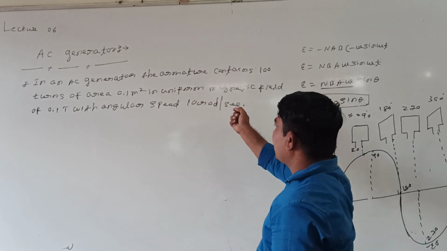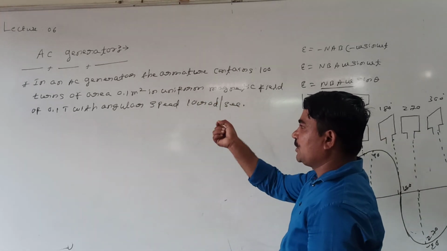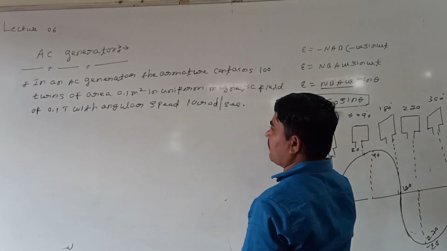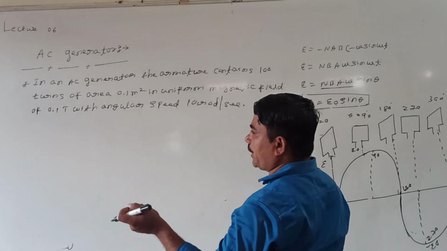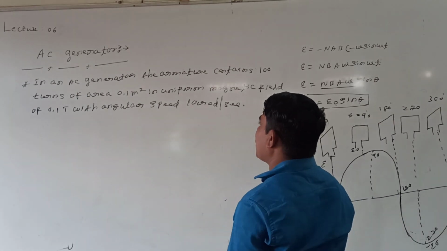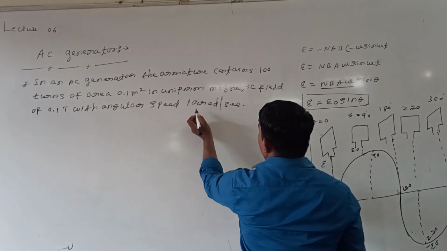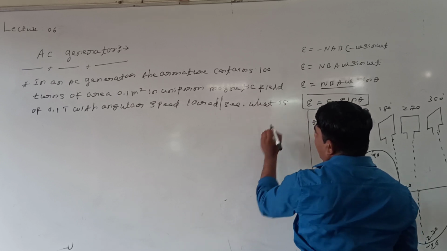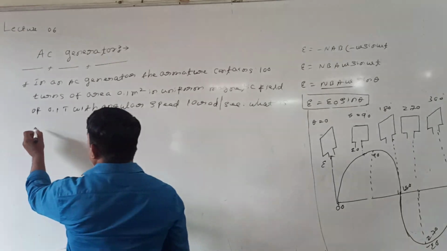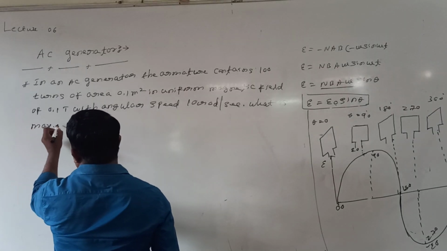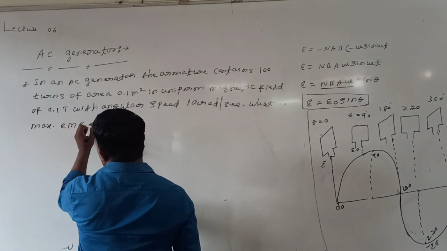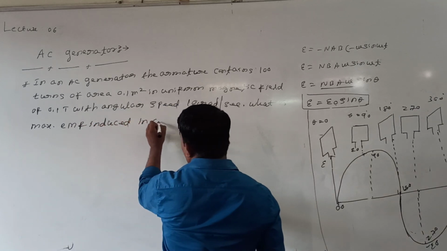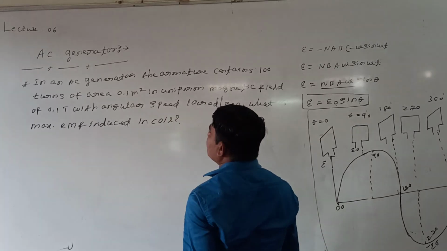In an AC generator, the armature contains 100 turns, each of area 0.1 meter square, in a uniform magnetic field of 0.1 Tesla with angular speed 10 radian per second. What is the maximum EMF induced in the coil? Maximum EMF induced in the coil, AC generator.